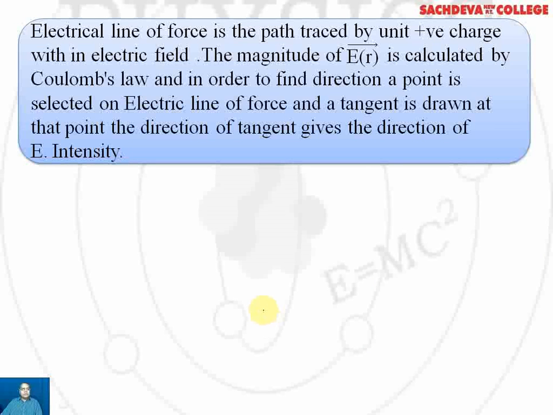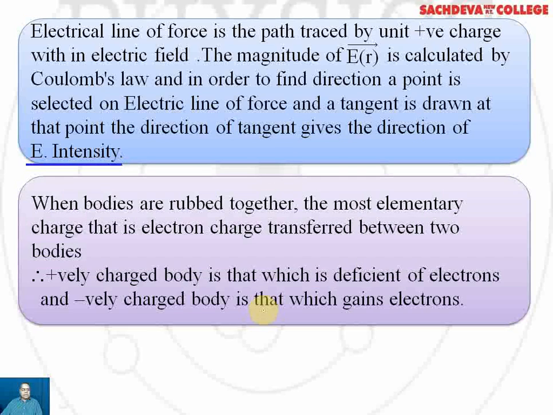An electrical line of force is the path traced by a unit positive charge within an electric field. The magnitude of the electric field is calculated by Coulomb's law, and in order to find the direction, a point is selected on the electrical line of force and the tangent is drawn at that point. The direction of the tangent gives the direction of electric intensity.